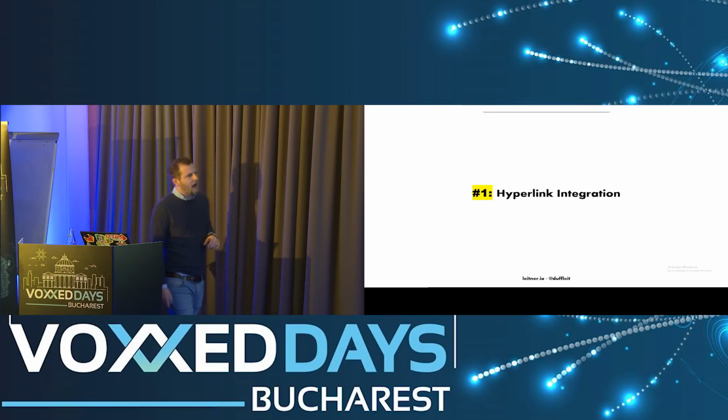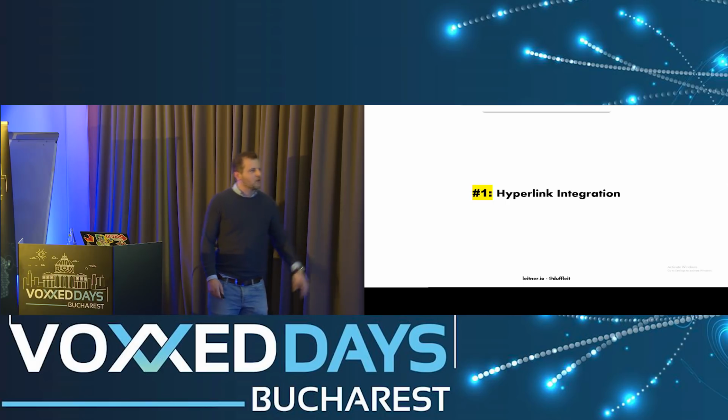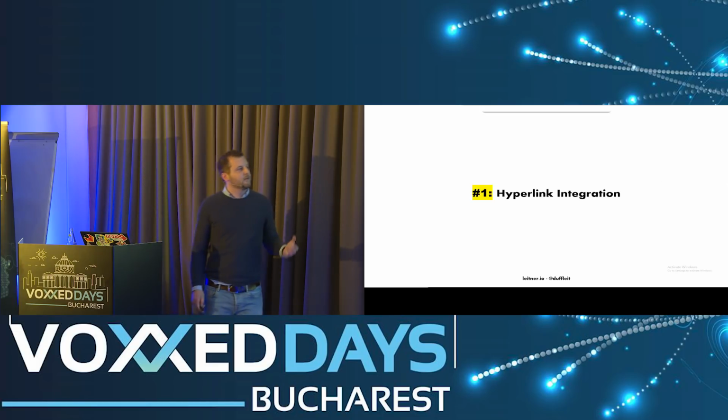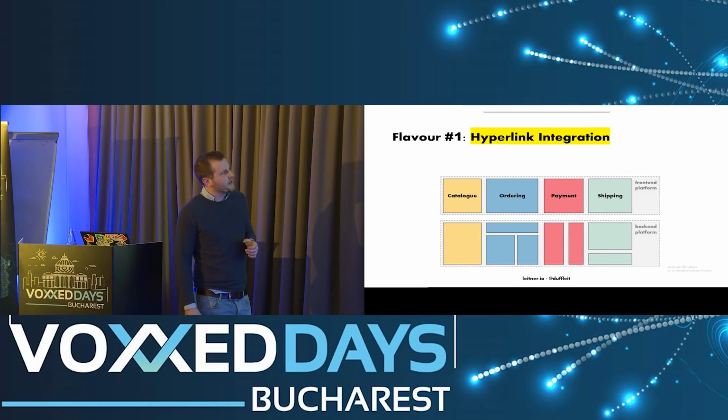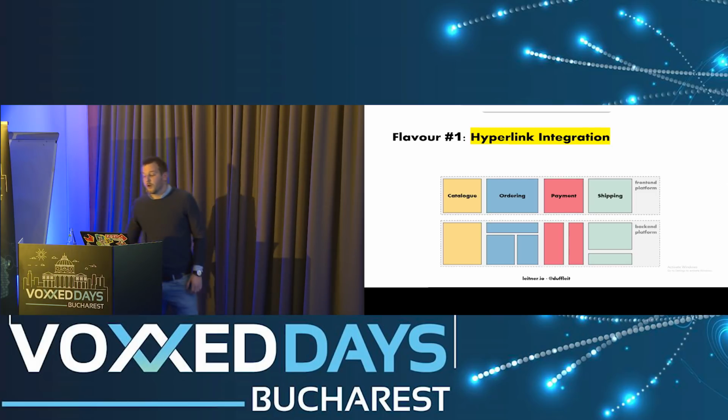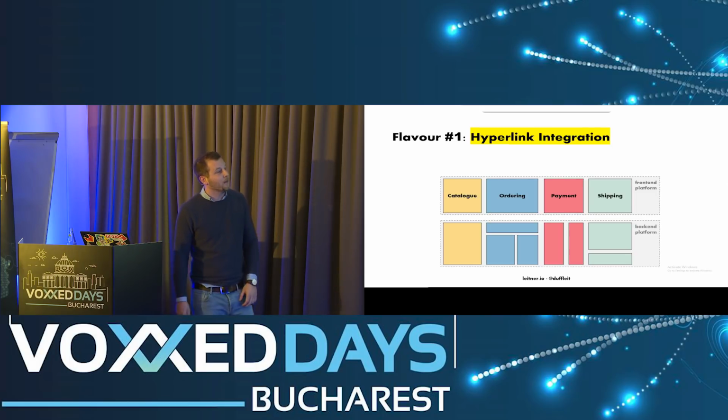So the first one is the hyperlink integration. It's maybe the most obvious, and it's also the most simple one. So the hyperlink integration micro frontend approach is pretty simple, and you just say, we slice really from the front end to the back end. We slice end to end. And we say, okay, we have a catalog front end, we have an ordering front end, we have a payment front end, and we have a shipping front end.